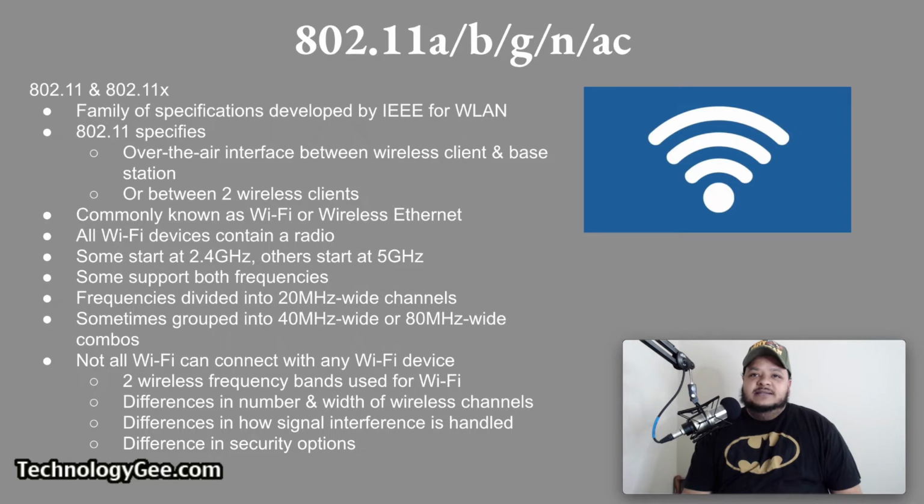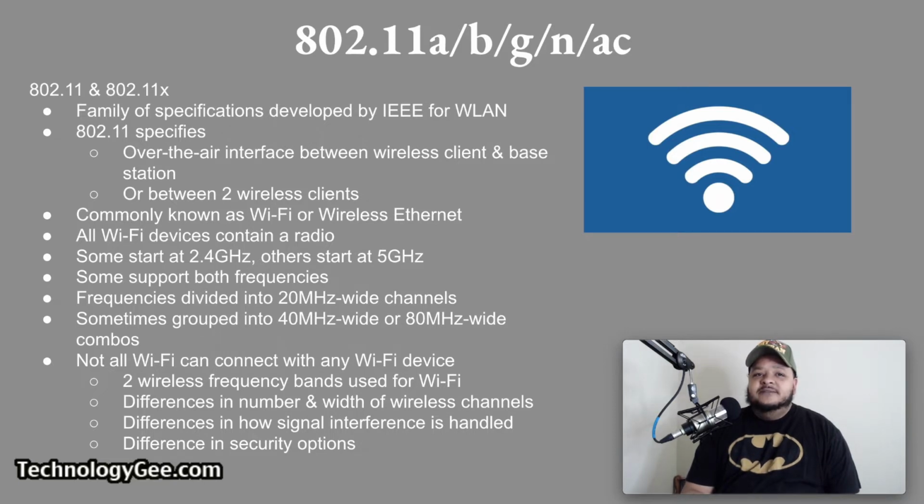Any Wi-Fi device contains a radio, and like an AM/FM radio, the radio in a Wi-Fi has a specific range of frequencies it can tune into. Some versions of Wi-Fi use a series of radio frequencies starting at 2.4 gigahertz, while others use a series of radio frequencies starting at 5 gigahertz. Some devices support both ranges of frequencies. Either range of frequencies is divided into 20 megahertz wide channels that can sometimes be grouped or bonded together into 40 megahertz wide or 80 megahertz wide combinations.